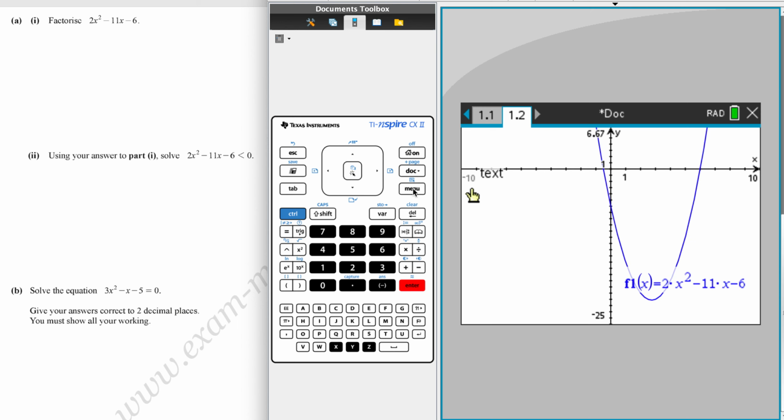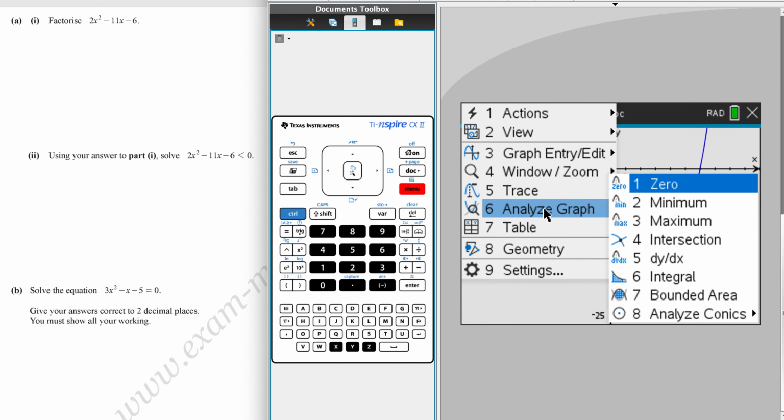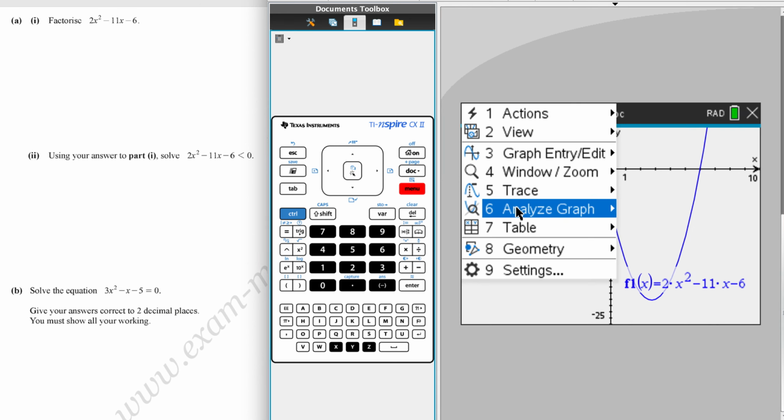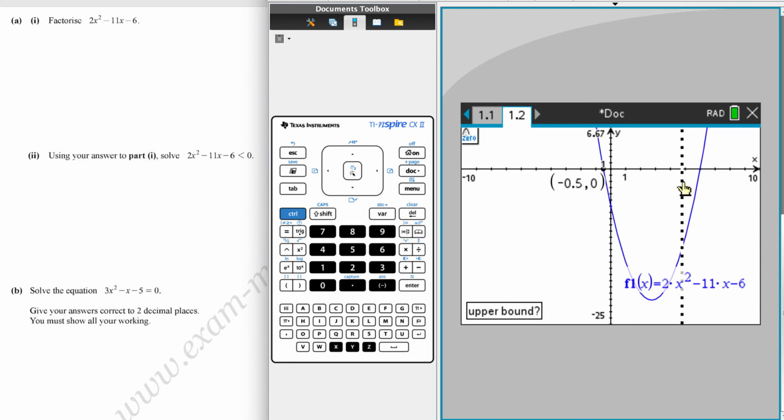Okay, we can also do it this way. We can also use analyze graph, zero. Zero means where the y is 0. Okay, you can see negative half, and also this one, another one. What do we do with the other side? And then trace this, 6.